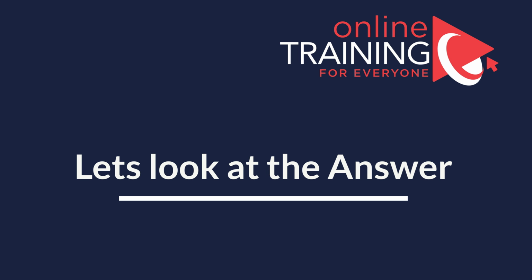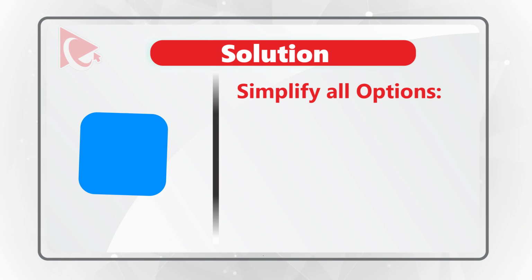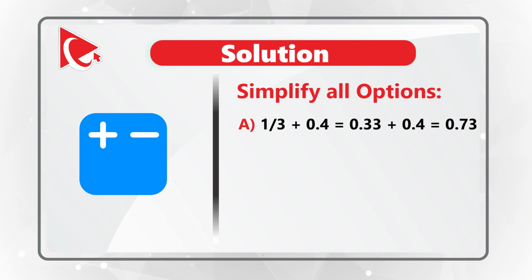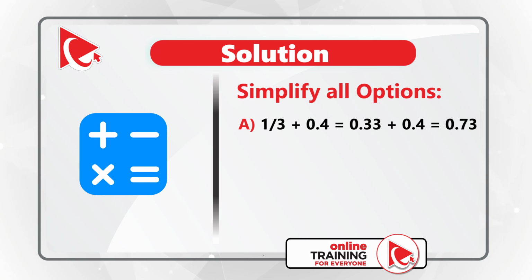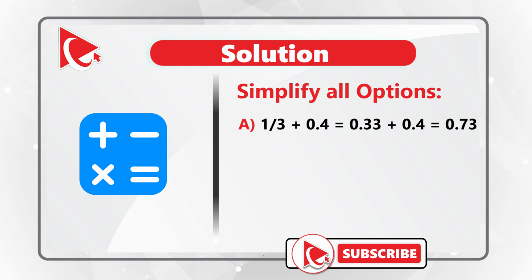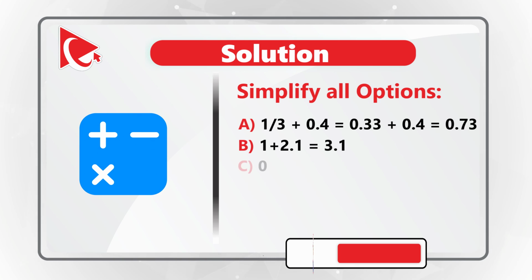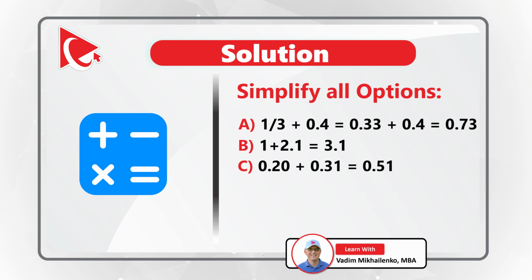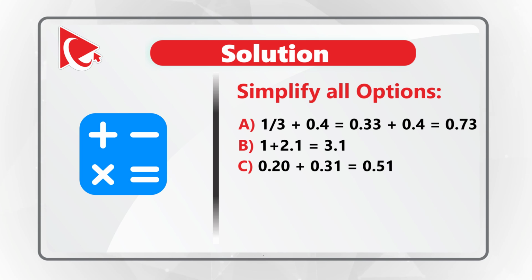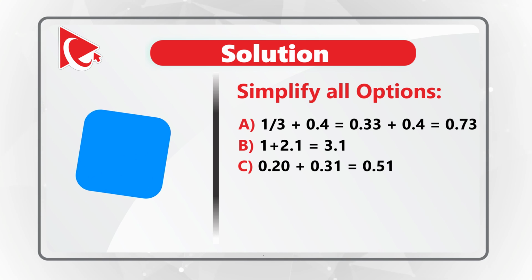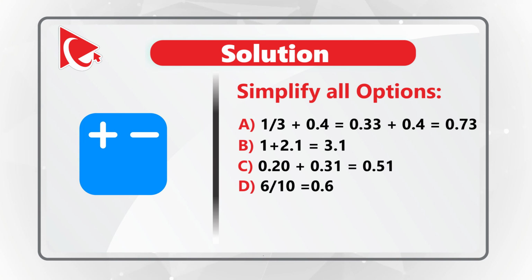To get to the final answer, you need to simplify all the options. For example, option A, 1/3 plus 0.4, equals 0.33 plus 0.4, which is 0.73. Choice B, 1 plus 2.1 equals 3.1. Choice C, 0.20 plus 0.31 equals 0.51. And choice D, 6/10 equals 0.6.